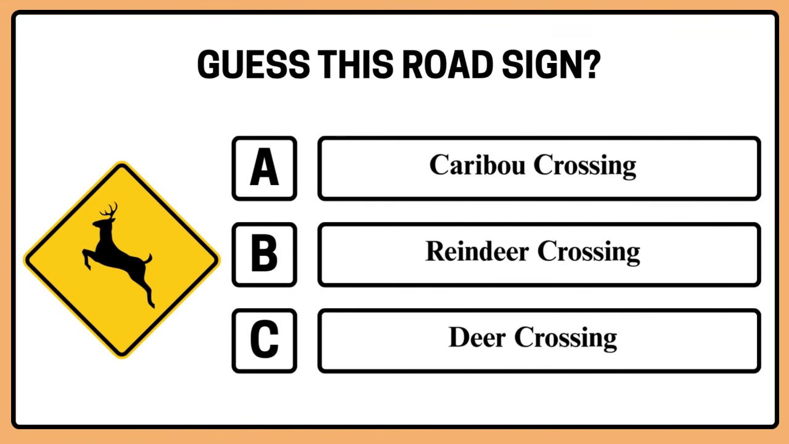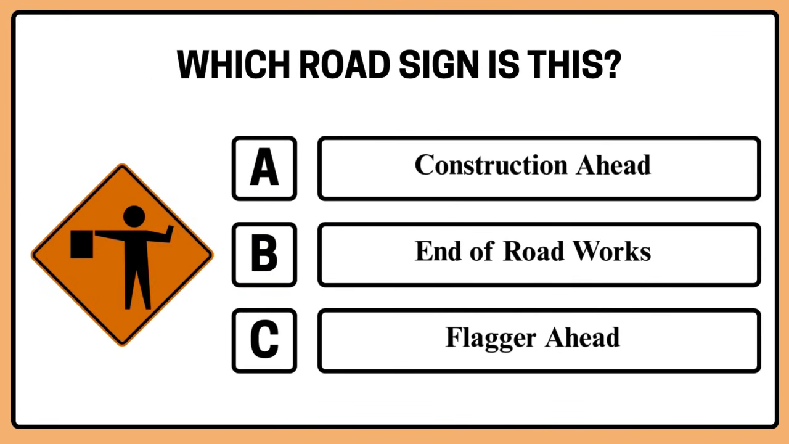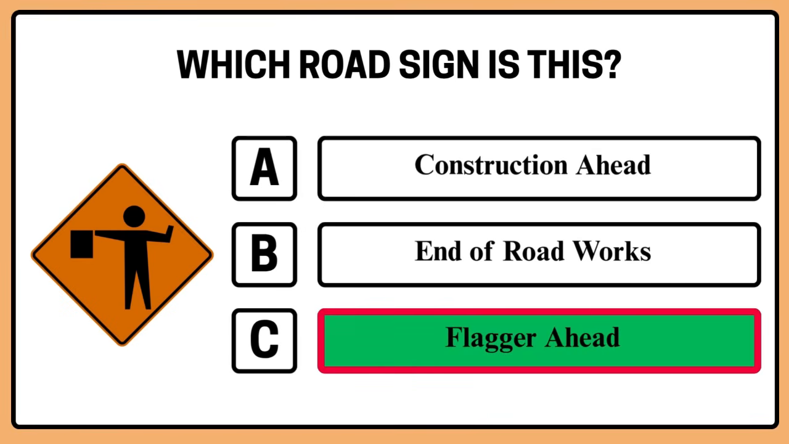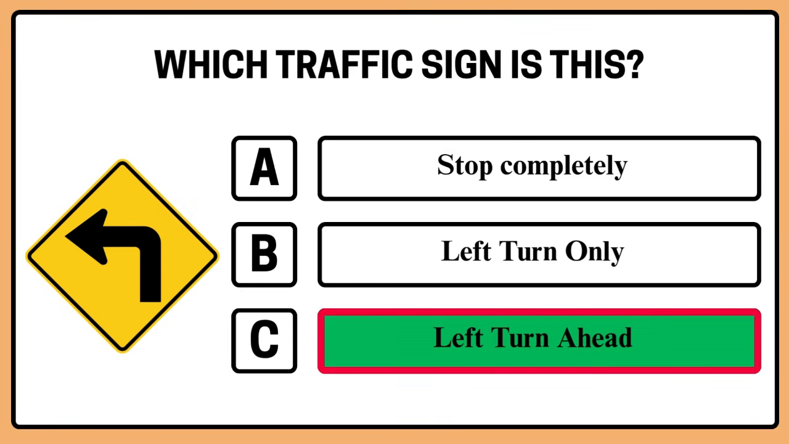Guess this road sign. The answer is C, deer crossing. Which road sign is this? The answer is C, flagger ahead. Which traffic sign is this? The answer is C, left turn ahead.